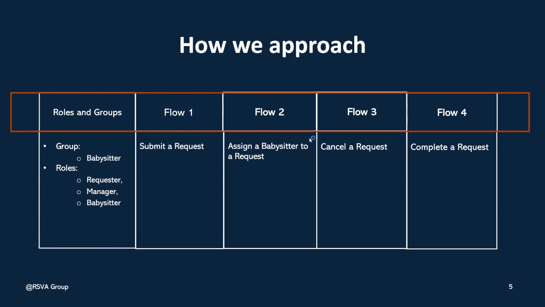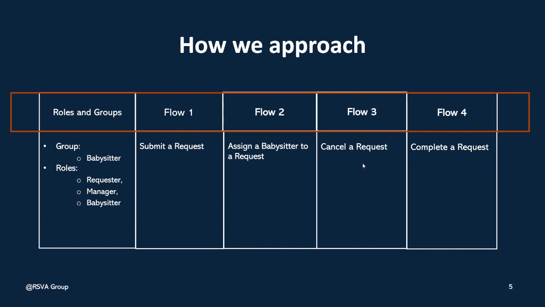So we have four flows. The first flow is submit a request. We create a record producer for the requester to submit a request. Once the request is submitted, the requester and the manager will get an email notification. The second flow is to assign a babysitter to the requester. Once the babysitter is assigned, the requester and the assigned babysitter will both get an email notification.